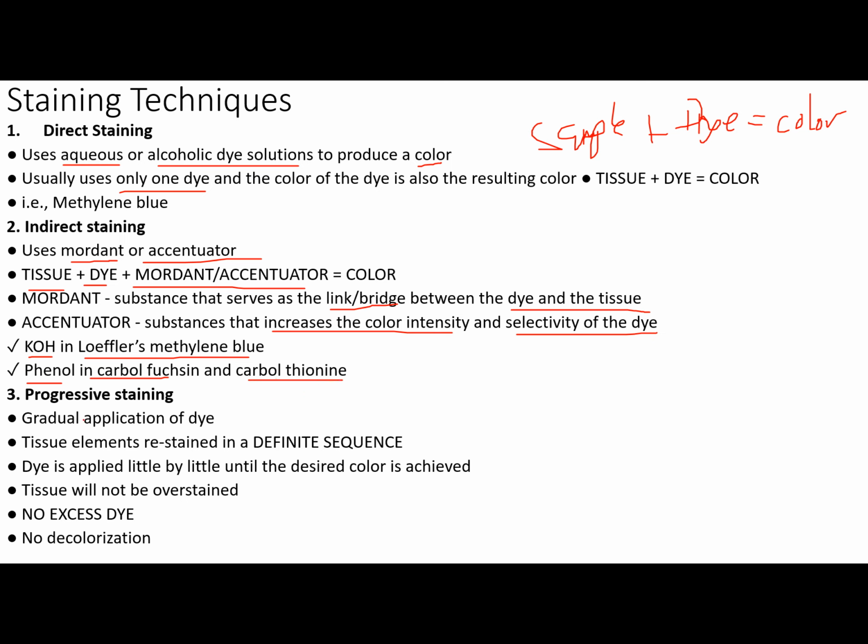Then another staining technique, class, is progressive staining. This is wherein gradual application of the dye is done. Tissue elements are stained in a definite sequence. Dye is applied little by little until the desired color is achieved. Tissue will not be overstained. No excess dye, no decolorization. So take note of that.